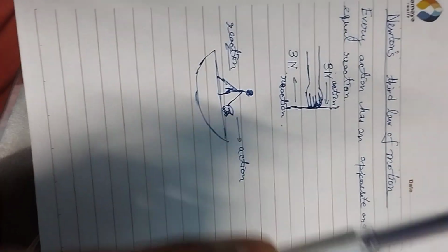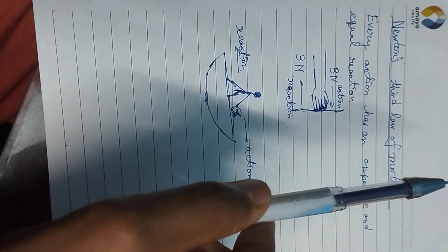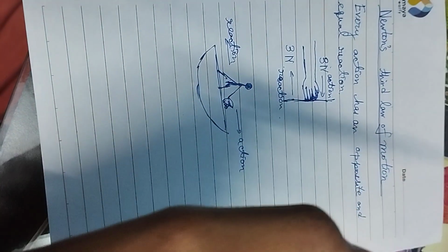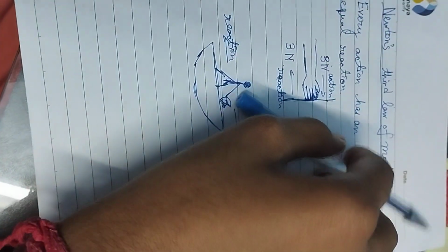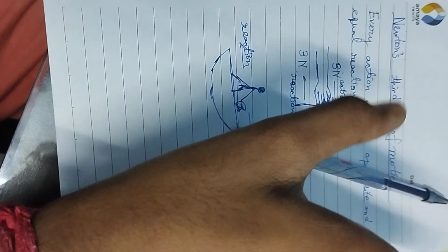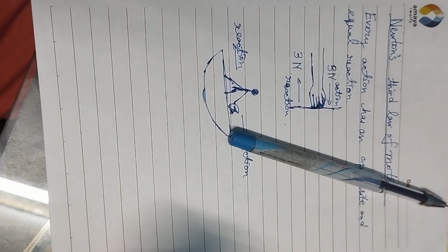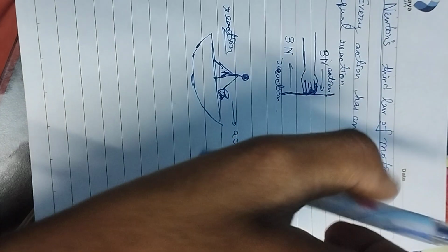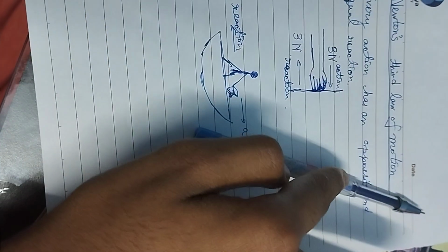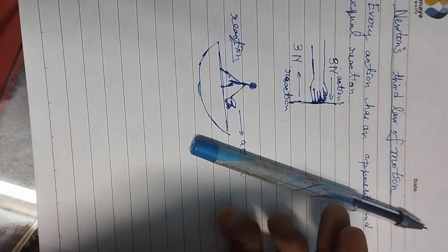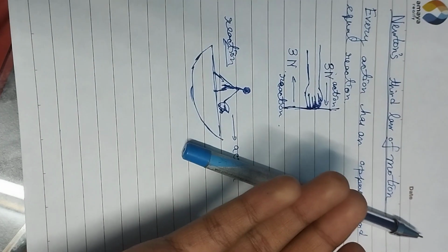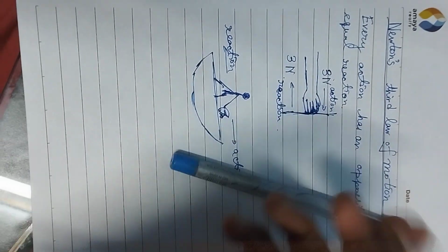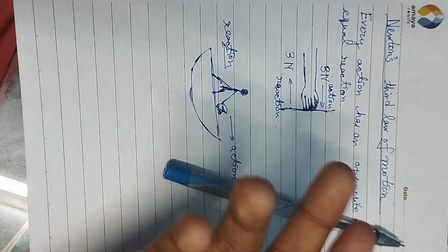Suppose I am throwing this pen. I am applying some force, so this is the action that I am doing. And what is the reaction? Suppose I am applying 3 Newton of force. Then this is the action, and the 3 Newton of force also reacts in the opposite way. So the 3 Newton of force also reflects towards me.